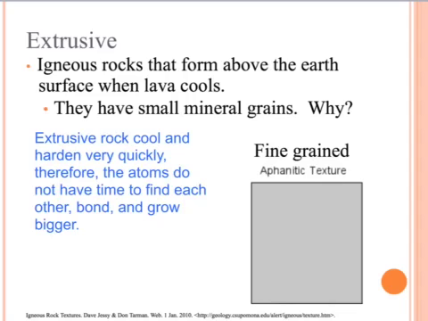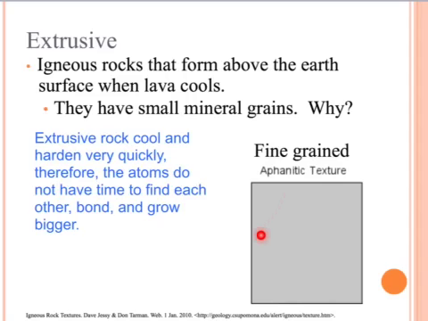Think of this analogy. Compare a 3-year-old versus a 30-year-old. The 30-year-old had more time to grow than the 3-year-old did. Therefore, the 30-year-old is bigger. Same thing with the rocks. The intrusive rocks had a longer time to grow, therefore they got bigger. Extrusive rocks do not have time to grow, so they do not get big. So extrusive rocks have a fine grain.